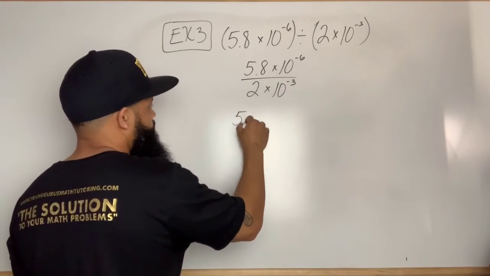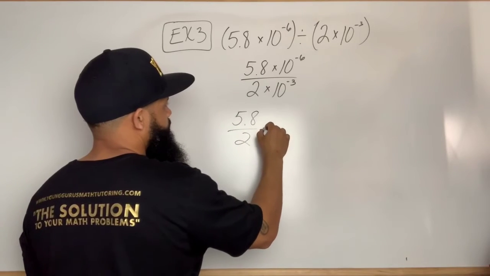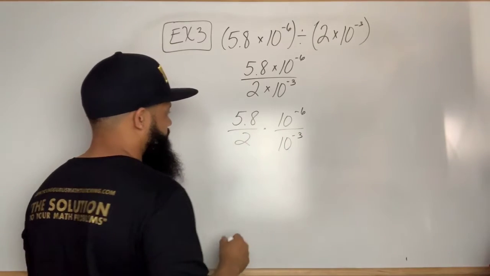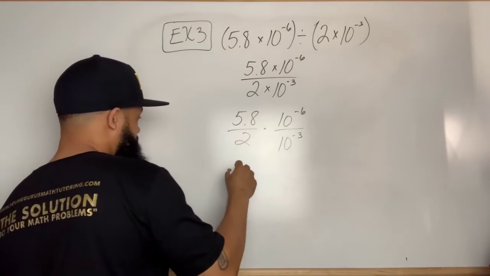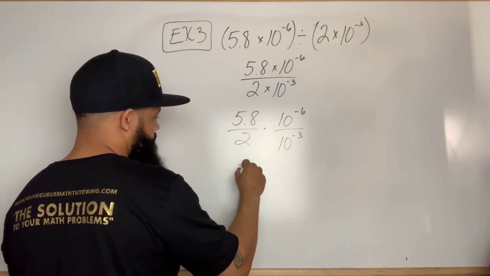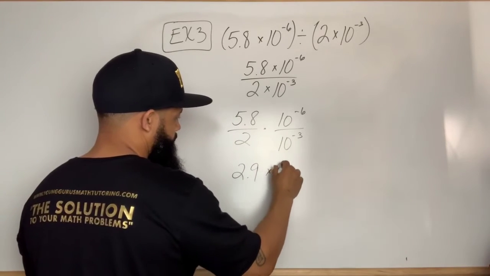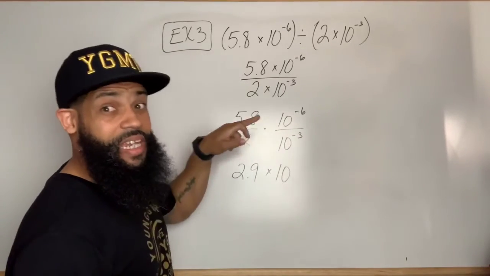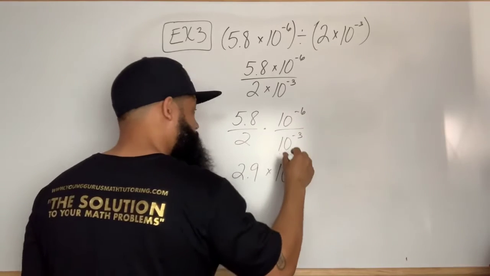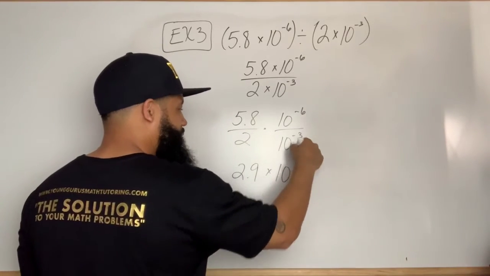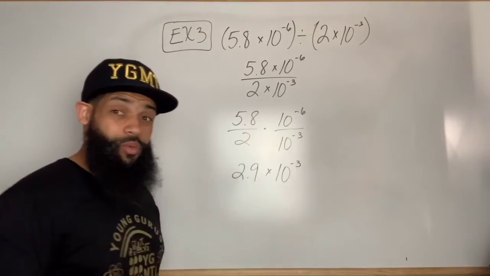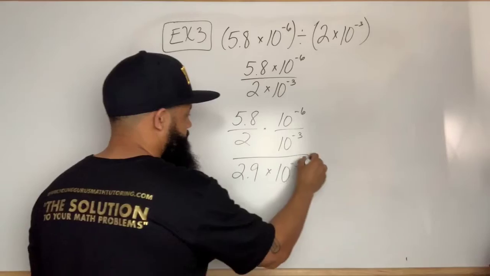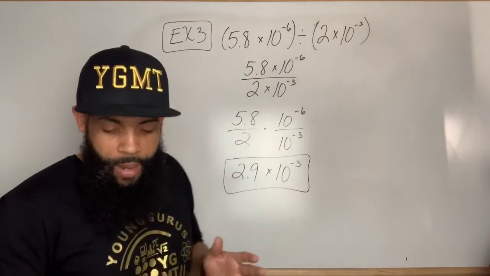We're going to say 5.8 divided by 2, and then 10 to the negative 6 divided by 10 to the negative 3. 5.8 divided by 2 is 2.9 times 10 to the, now subtract exponents. Negative 6 minus negative 3. Make sure you don't make that mistake. Negative 6 minus negative 3 is negative 3. Whenever we subtract the negative, we have to add. 2.9 times 10 to the negative 3 power.